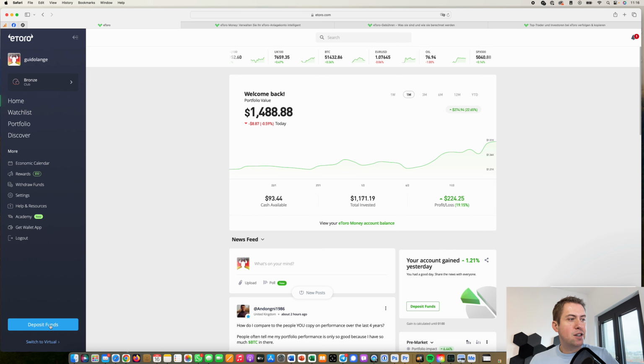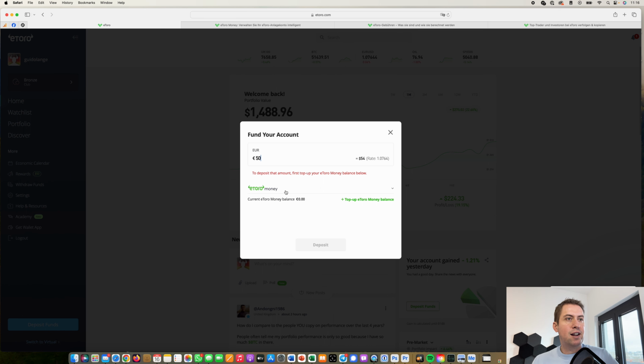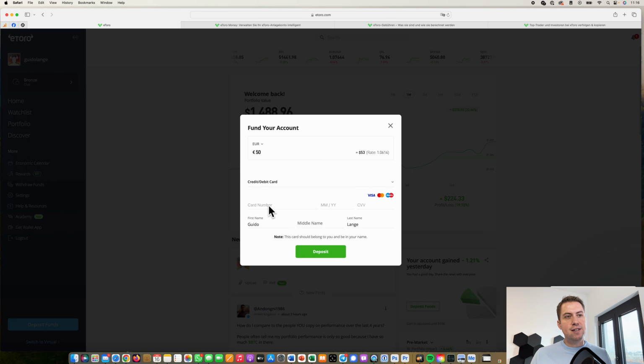So as I said, the first thing we want to do is deposit some funds. Therefore, we just click on deposit funds, and then we have several options here. We can use credit card, PayPal, or bank transfer. Then we just type in our credit card number and click on deposit, and the money will be there immediately. We also have to deposit at least $50, so that's a minimum deposit. eToro says they don't charge any fees for it.